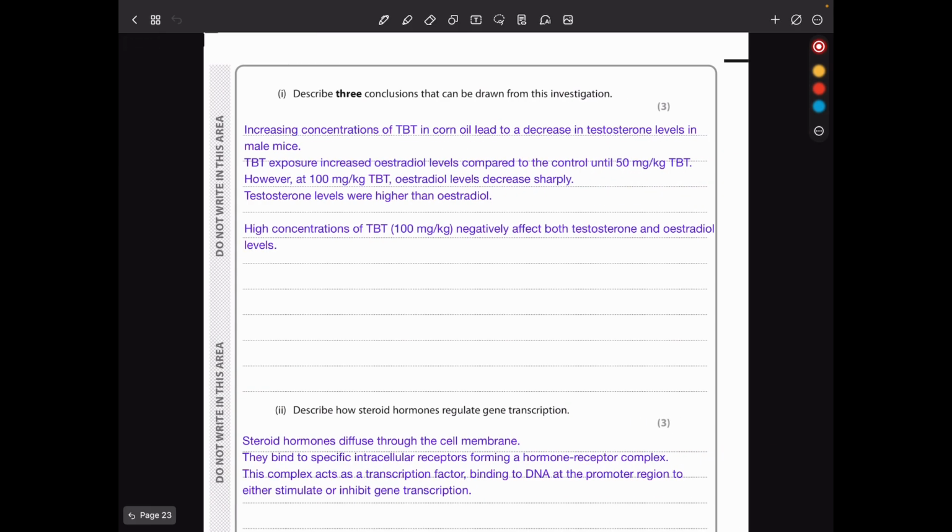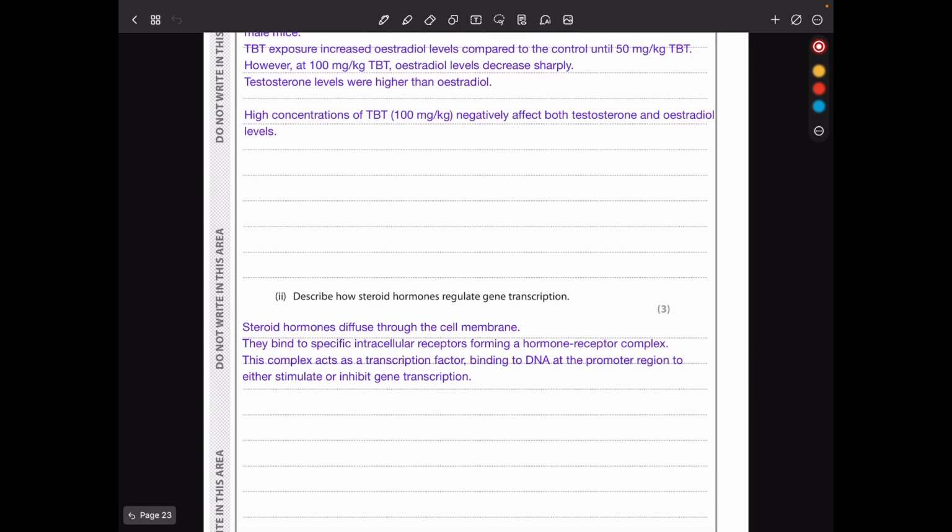So here they say describe 3 conclusions that can be drawn from this investigation. Like I've already described, increasing concentrations of TBT in corn oil leads to a decrease in testosterone levels in male mice. TBT exposure increased estradiol levels compared to the control until 50 milligram per kilogram TBT. However, at 100 milligrams per kilogram of TBT, estradiol levels decreased sharply. Testosterone levels were higher than estradiol. Higher concentrations of TBT, meaning 100 milligrams per kilogram, negatively affect both testosterone and estradiol levels.